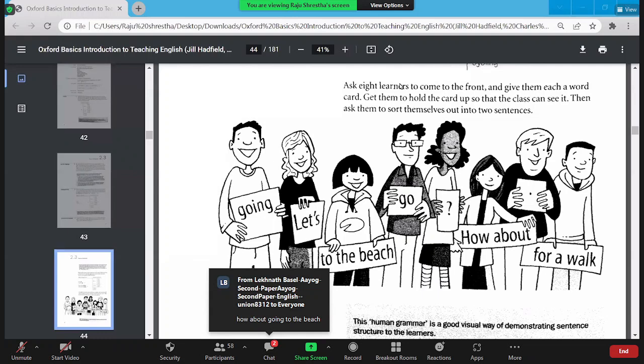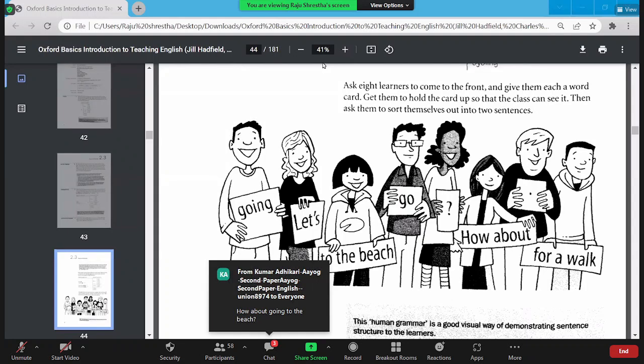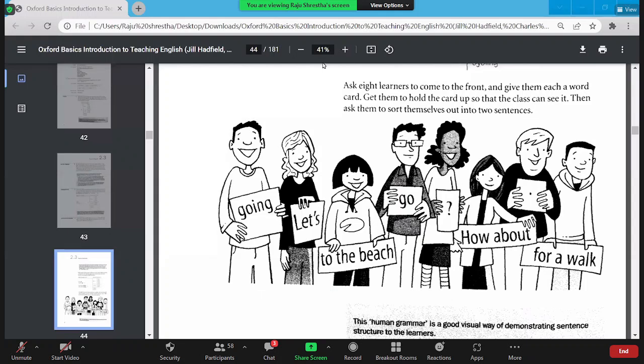That's good. In this way, what happens if we use this kind of activity in the classroom? Can you reflect from your side? Do our students engage? How about going to the beach? Yeah, Kumar, that's fine. This kind of activity is necessary, because our students at first cannot produce this kind of complete exponents. How about going to the beach? Let's go for a walk. Students feel difficulty producing these expressions at the beginning.